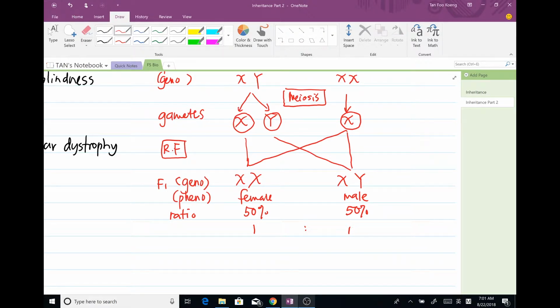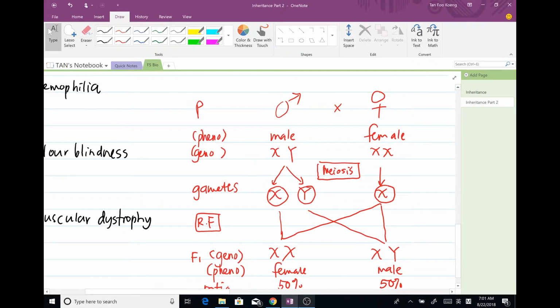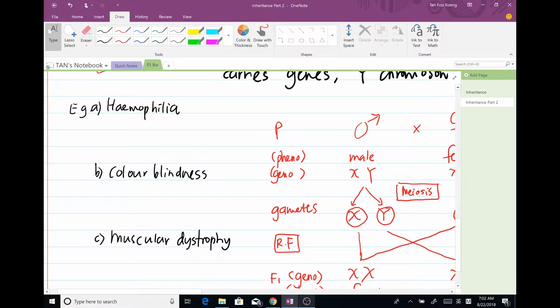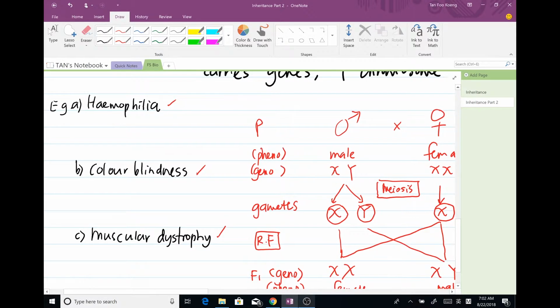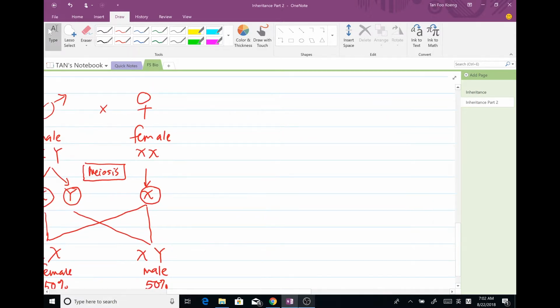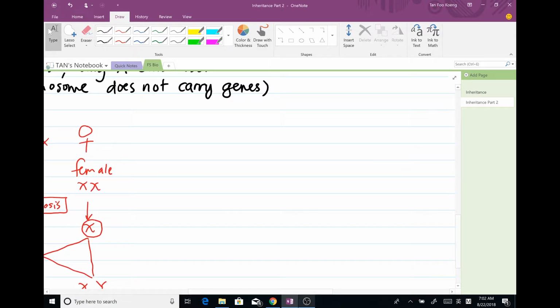Now, let's look at how the genes on the sex chromosomes are inherited from one generation to the other generation. And if the genes are mutated, then it will give rise to hemophilia, color blindness, or muscular dystrophy. Okay, I'm going to give you a scenario. So let's talk about hemophilia first.